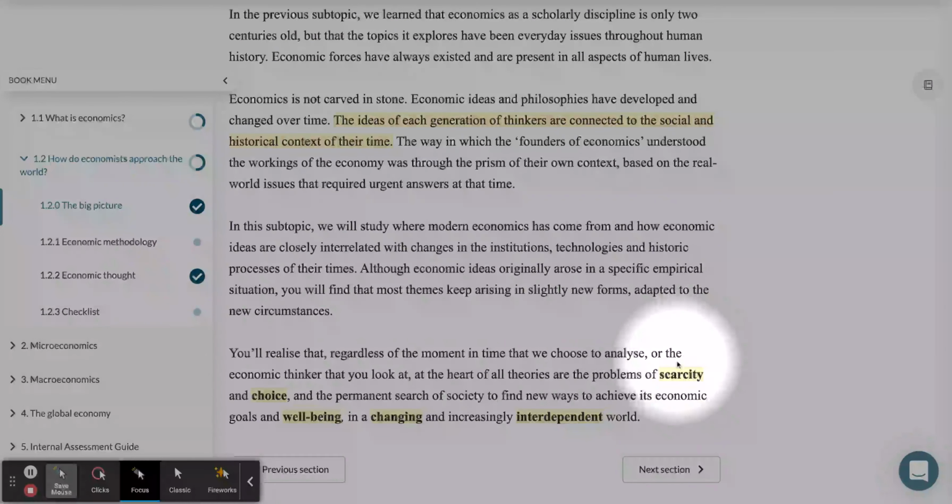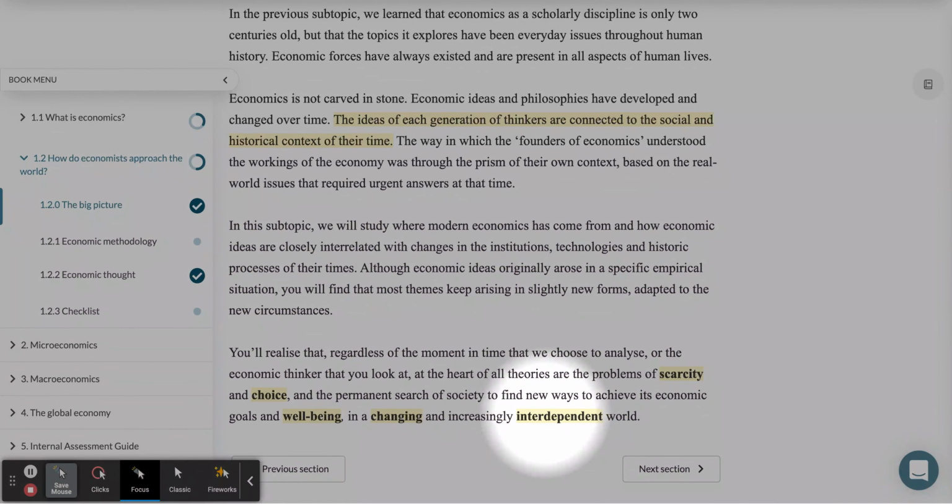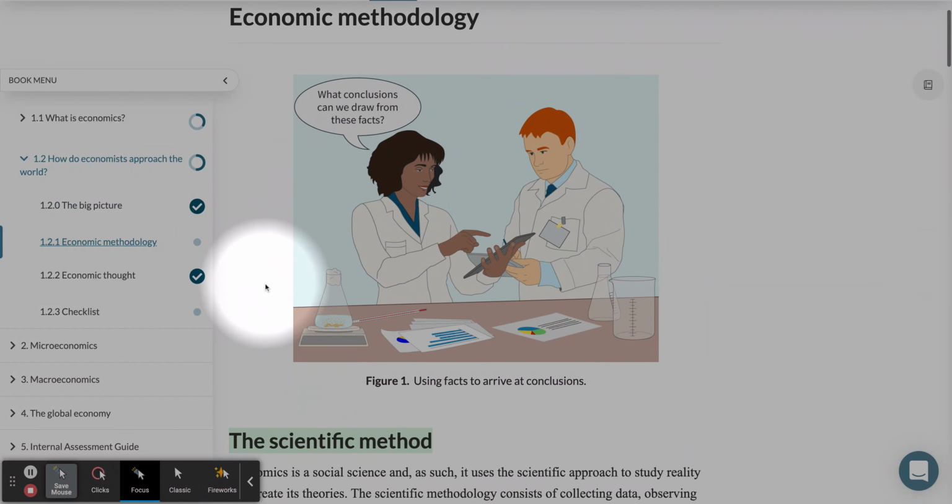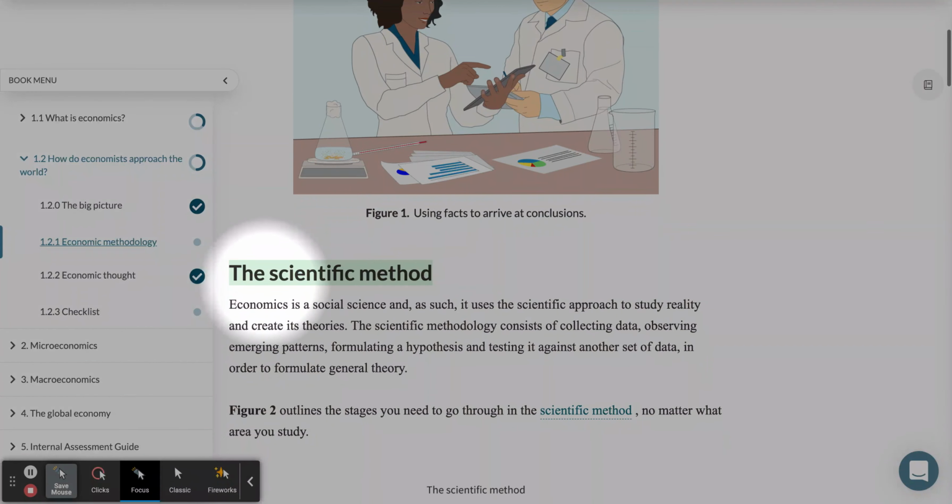But one thing you'll see, and you see these concepts come up again, no matter what era of history it's been, the same concepts come up over and over: scarcity, choice, well-being. Things are changing. The world is interdependent and becoming more and more so. So let's talk about economic methodology. Again, just comparing natural science.